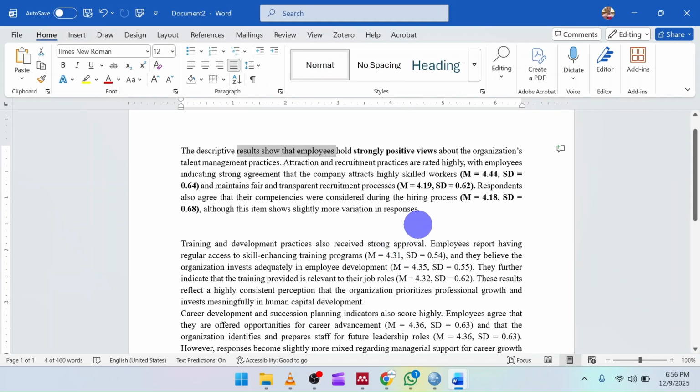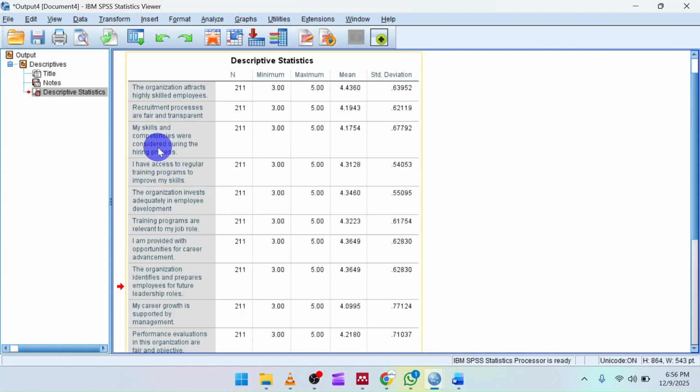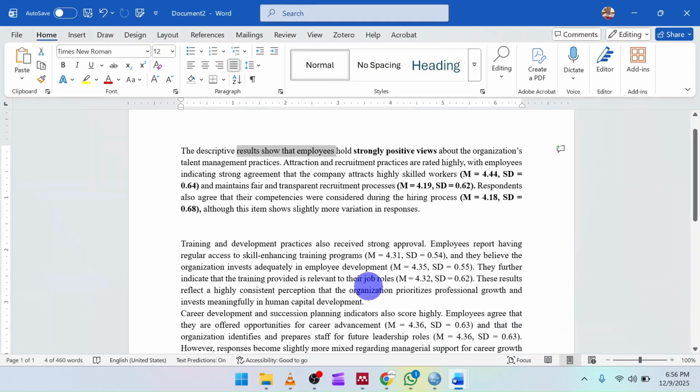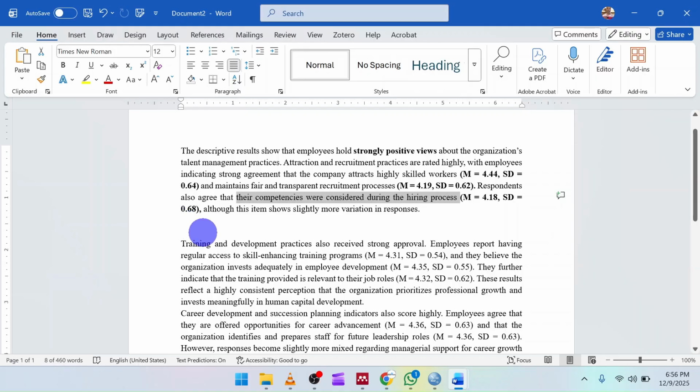Okay, now let's look at the third one. The third variable here is my skills and competencies were considered during the hiring process. It is 4.7. So how would you explain this? How would you interpret this? So what we say is that respondents generally agree that their competencies were considered during the hiring process, with a mean, of course, in brackets, 4.18 and standard deviation 0.68.